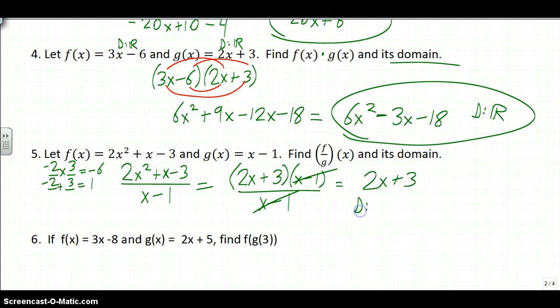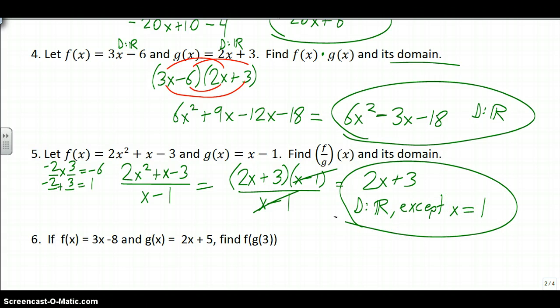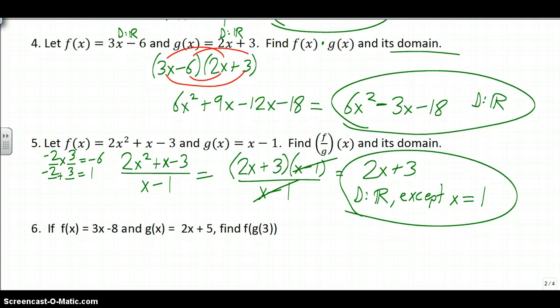But what's its domain? Well, normally it would be all real numbers for both of those, right? Except x minus 1 is in the denominator. So what number would make the denominator 0? Well, that would be 1, of course. So x can't equal 1. All right. Not so bad.